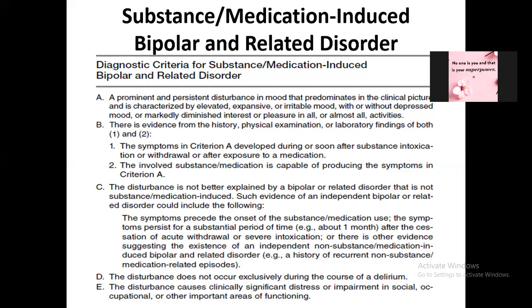Second, that particular substance should be capable of producing symptoms in that person. You have to study that substance first to say that this substance or medication-induced bipolar disorder is present. Then the symptoms should not be better explained by any other disturbances or psychological factors. Evidence of an independent bipolar and related disorder could include the following. You have to proceed with the onset of the medication or substance. You have to study the symptoms relevant to the use of that substance. You have to make sure about the effects of severe intoxication with that substance. So these are the things you have to study when you are talking about substance or medication-induced bipolar disorder.